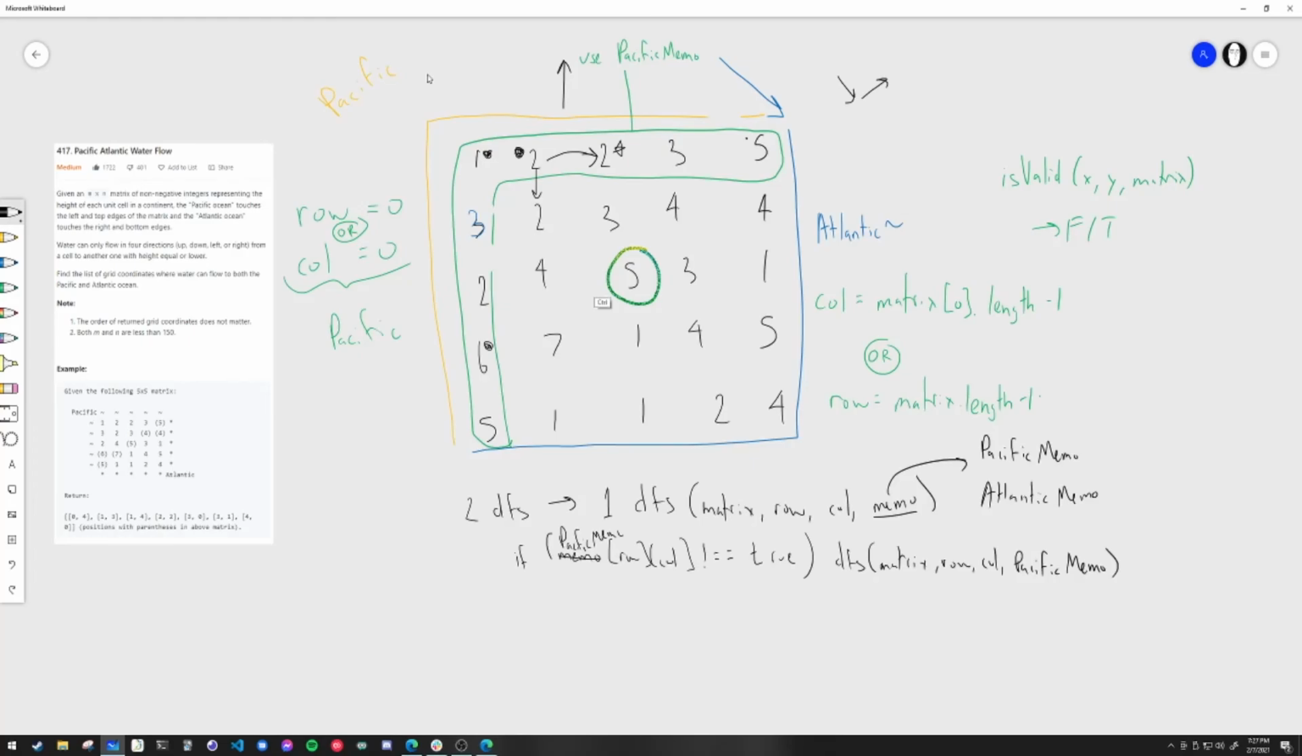Mm-hmm. Yeah. So what I'm trying to get at here is we're having 2 different DFS functions. One we're using the Pacific Memo, and one we're using the Atlantic Memo, right? And as we're doing our DFS solution, we are putting into our memo True.